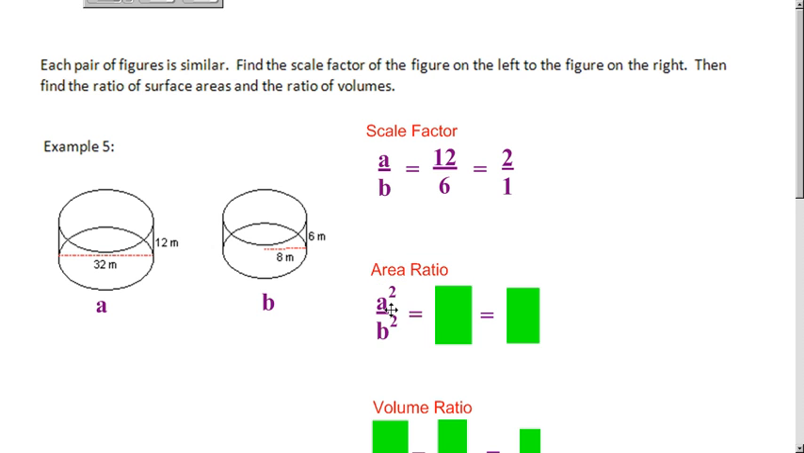Your area ratio, remember, is a squared, b squared. Well, you need to use your scale factor, a over b. A over b is 2 over 1. If I put 2 and 1 in the respective spots for a and b, I need to square them for an area ratio. So I have 2 squared over 1 squared, and I wind up with 4 over 1. So the area ratio of the two similar figures is 4 over 1.